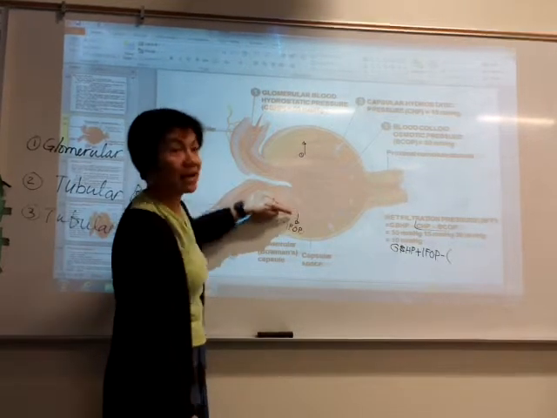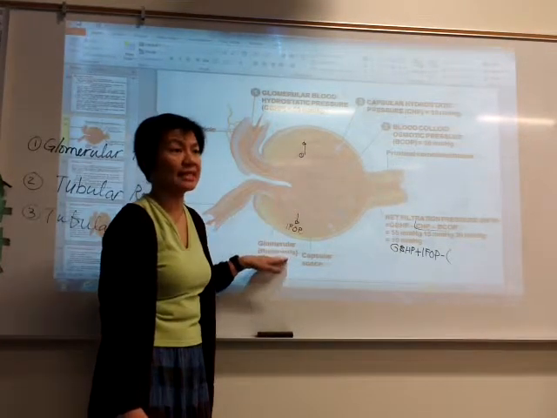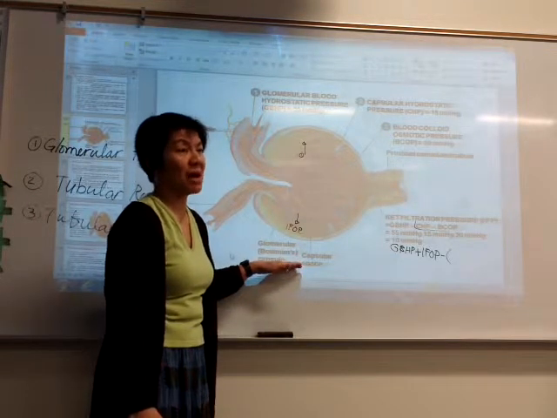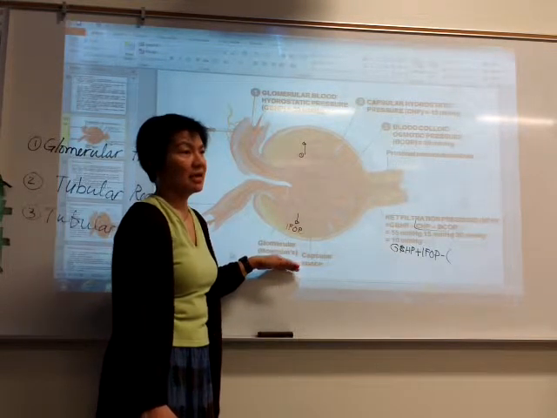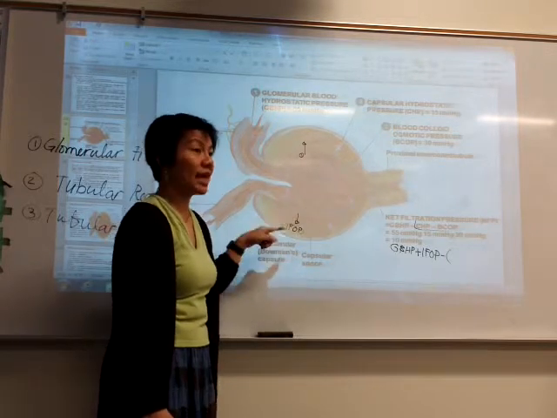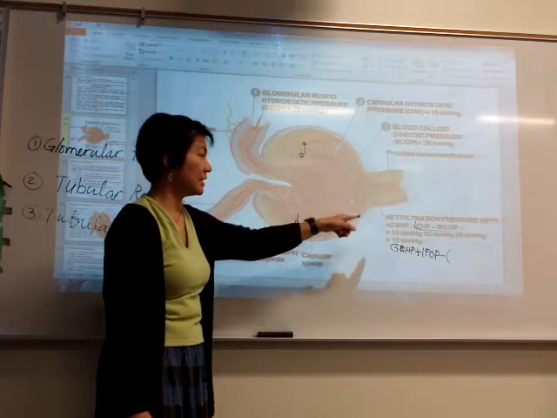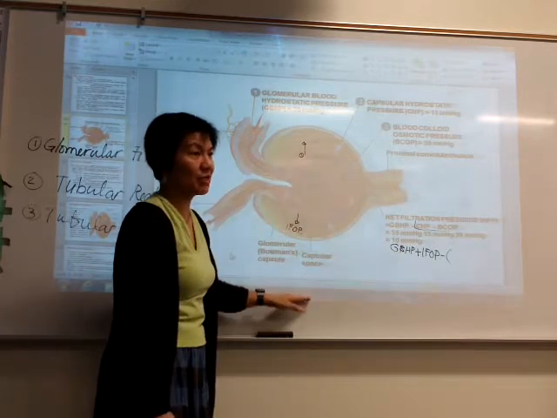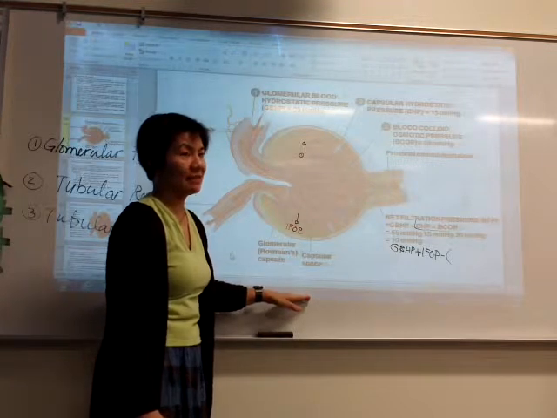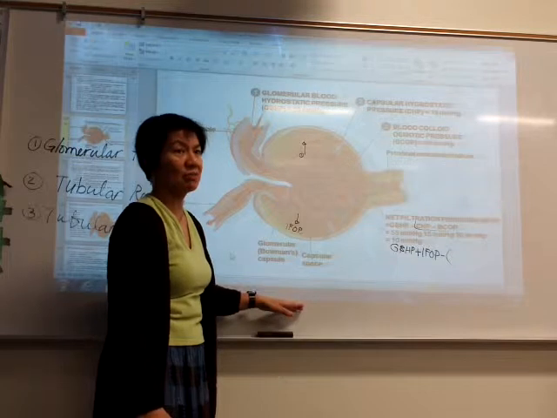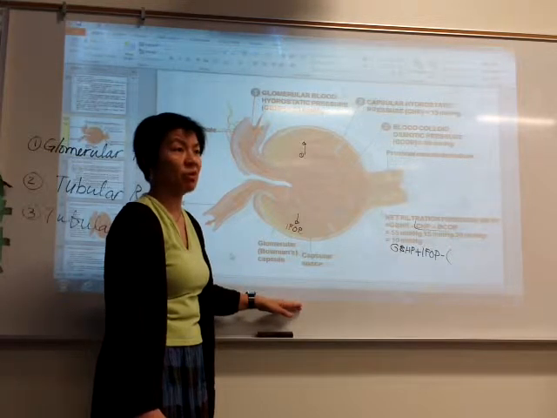So you just use arrows, and that's what I do in the test. I will say this one for sure came out also. Using this glomerulus, please use arrows to point out these different values. So you're going to use arrows. And then my next will be compute for the net filtration pressure. Then the next question will be, do you think urine will be formed or not?